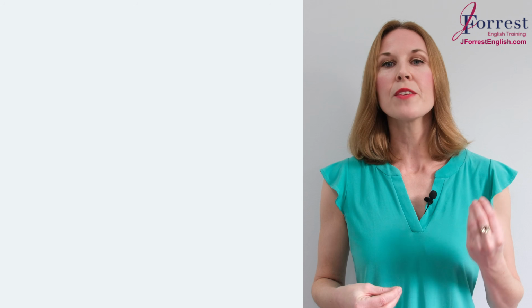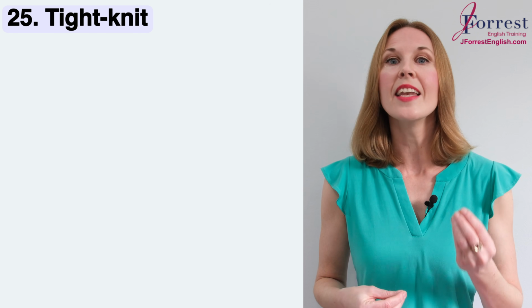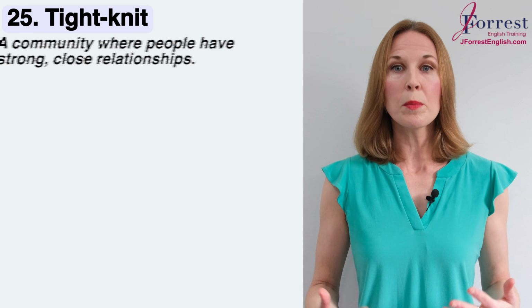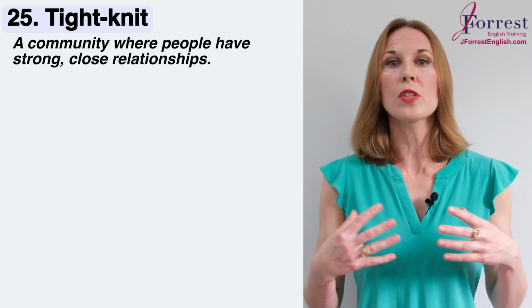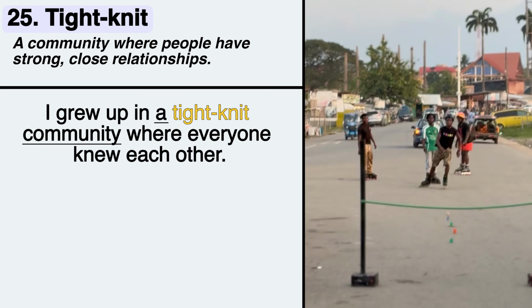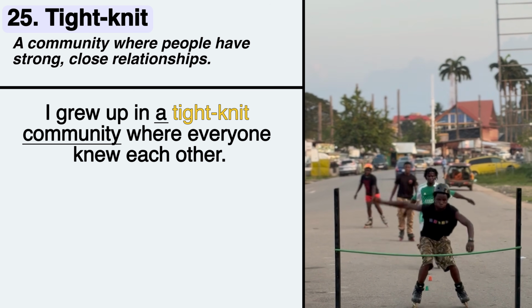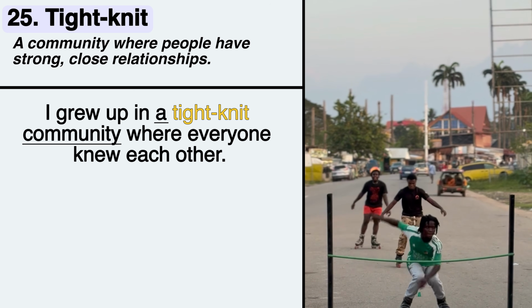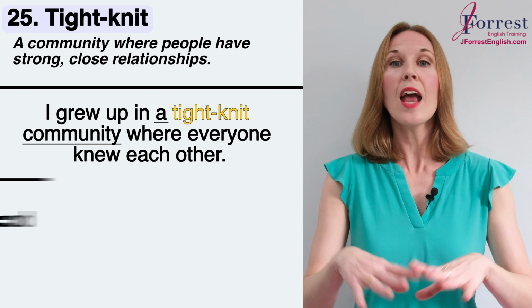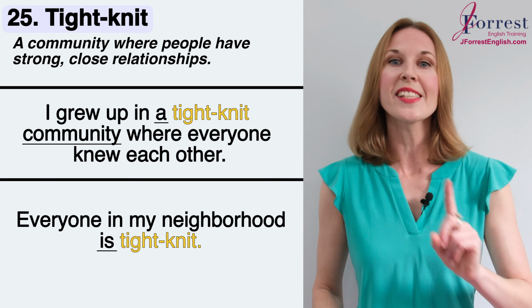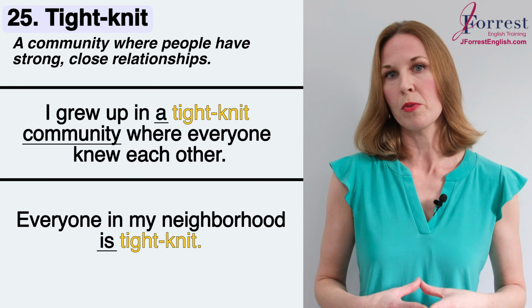You can use the adjective tight-knit. Tight-knit. This is a community where people have a strong, close relationship. So you can say, I grew up in a tight-knit community. So tight-knit is the adjective that describes community, where everybody knew each other. Or you can say, everyone in my neighborhood is tight-knit, so very close.